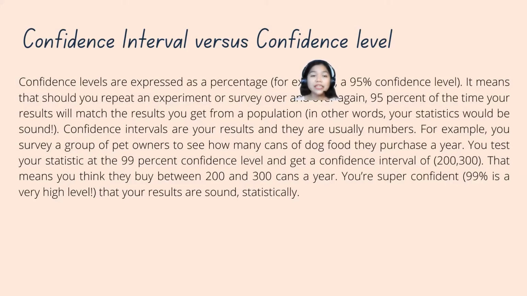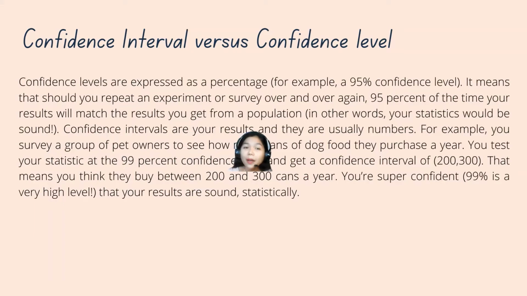Meanwhile, yung confidence interval are your results and they are actually numbers. For example, you survey a group of pet owners to see how many cans of dog food they purchase a year. You test your statistic at 99% confidence level and get a confidence interval of 200 to 300. That means you think they buy between 200 to 300 cans a year. Yun yung ating confidence interval. We are super confident that 99% of our results are statistically sound.